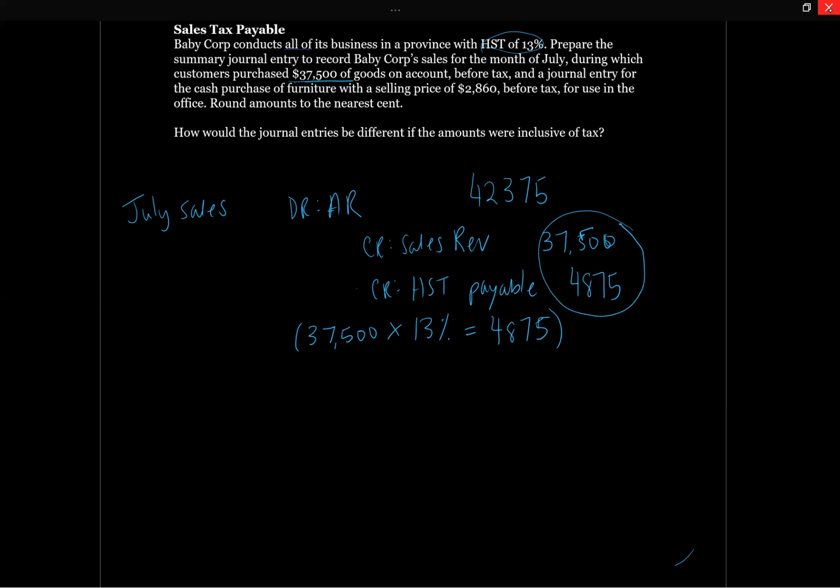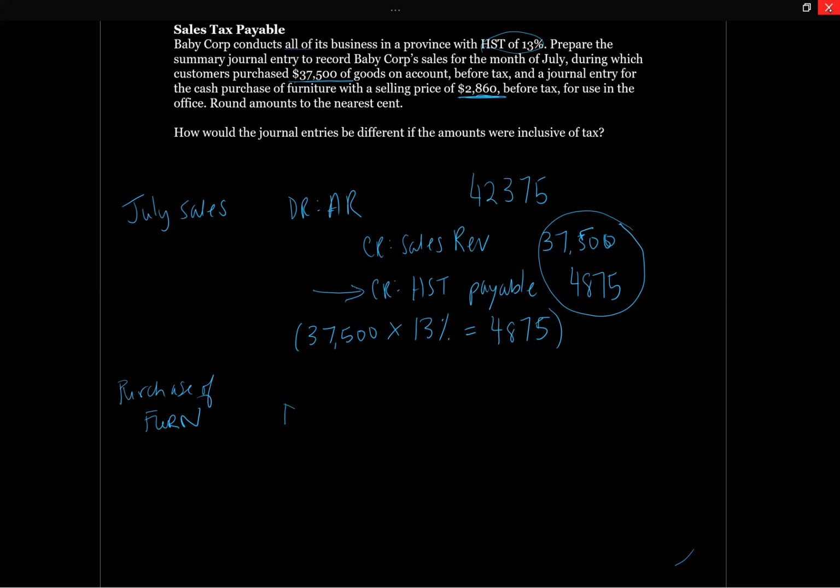The next thing that we're asked to do is to create a journal entry for the cash purchase of furniture with a selling price of $2,860. And companies have to pay HST on purchases as well, but it's going to be an offset to this HST payable because they can get an input tax credit for the HST that they pay on their purchases, and they can net it against the HST that they receive from their customers. So let's record this journal entry for the purchase of furniture.